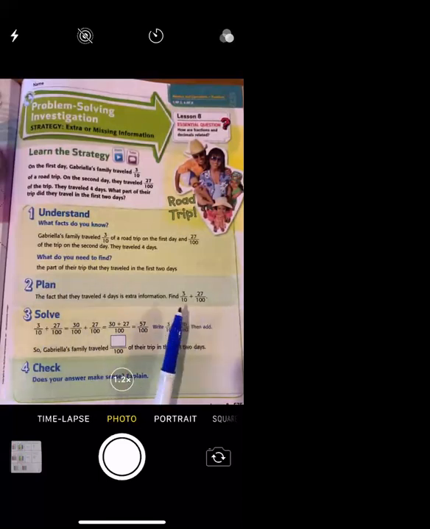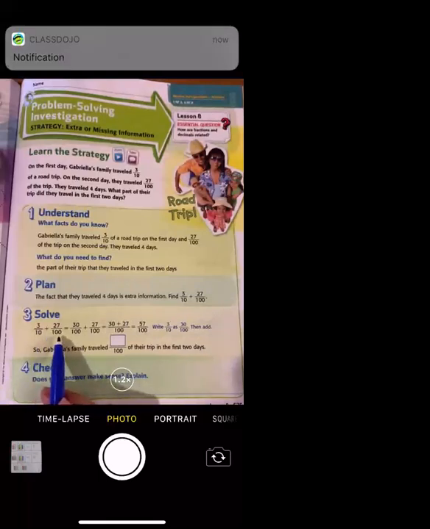What we're really trying to find is that the first day they traveled 3/10 of a mile, and the second day they traveled 27/100 of a mile. So we need to add 3/10 plus 27/100. So step three is we are going to solve. So we're going to do 3/10 plus 27/100.